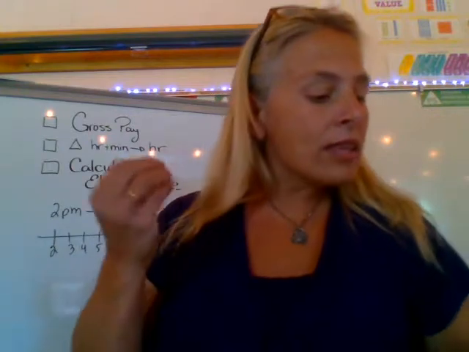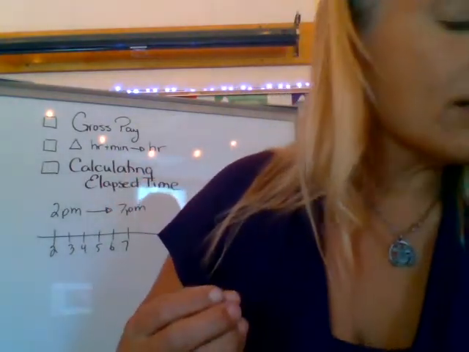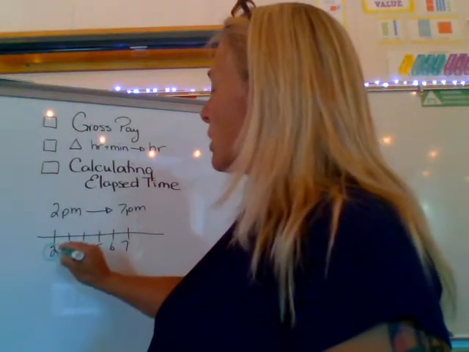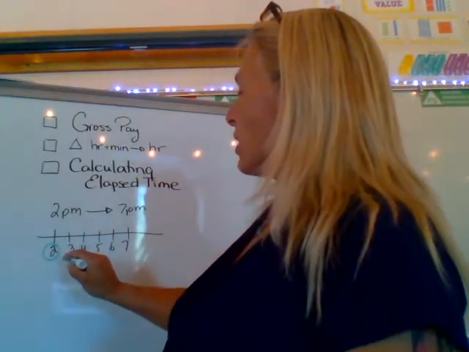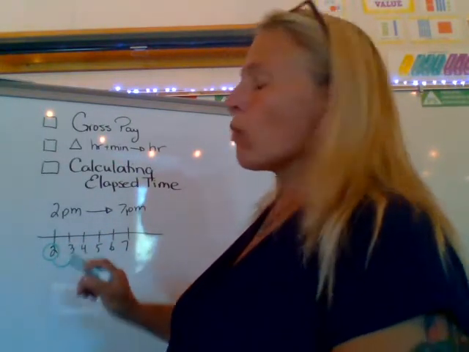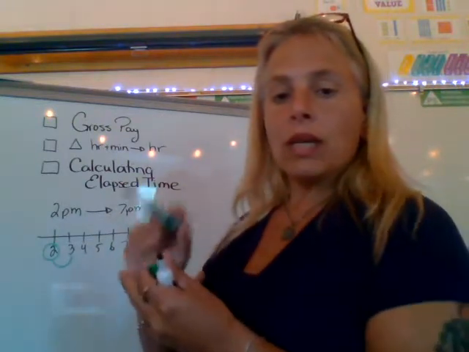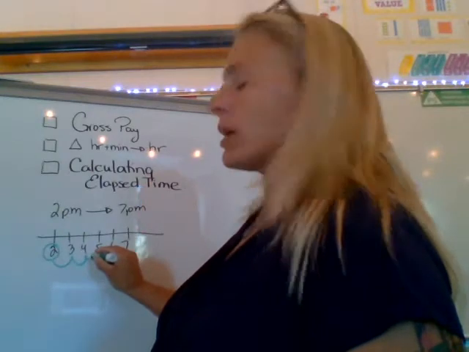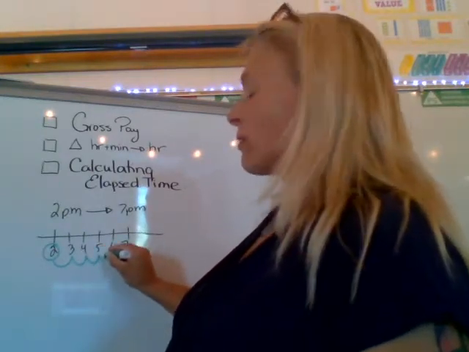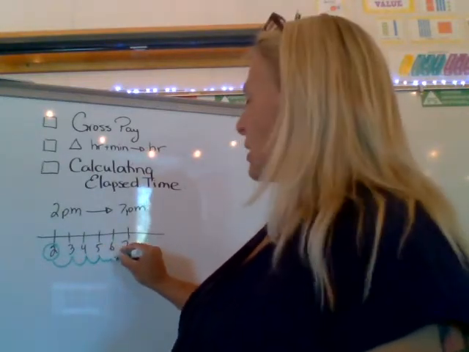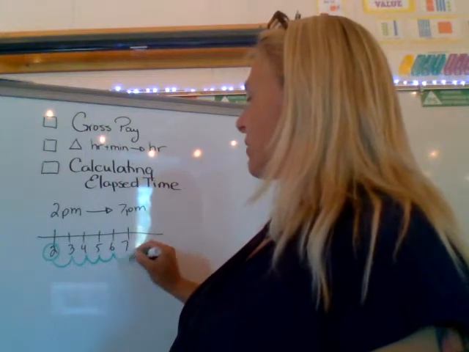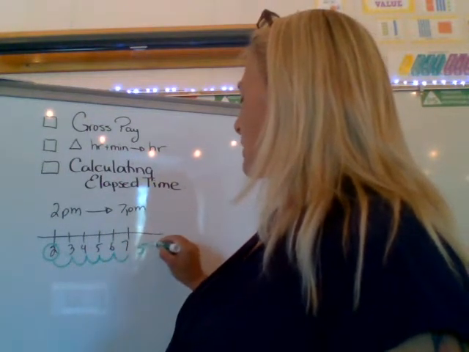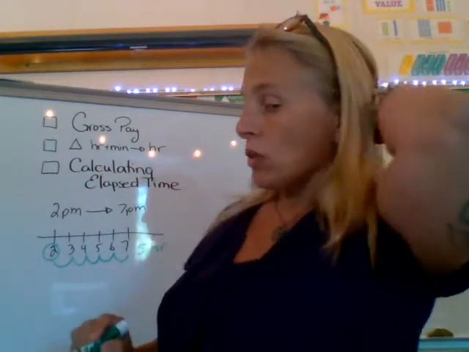And then this shows us quite clearly where we start and where we end. If we start at 2 o'clock and we're moving to 7 o'clock, between 2 and 3, it's 1 hour worked. Between 3 and 4 is another hour. Between 4 and 5, again, another hour. 5 and 6, and 6 and 7. So there's 1, 2, 3, 4, 5 hours in total.